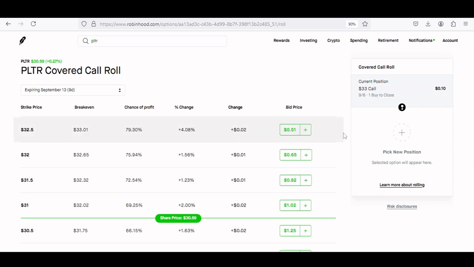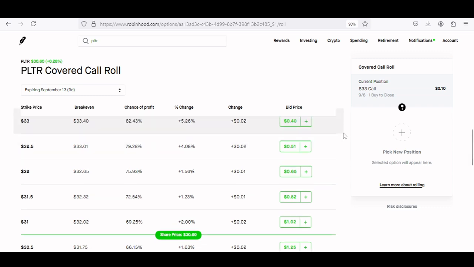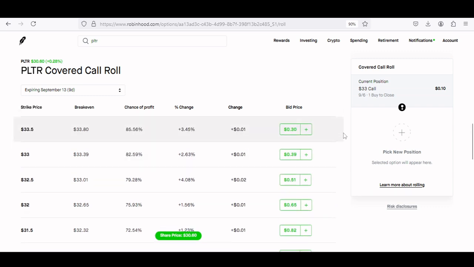For that, we have to select a different strike price. The strike price I'm going to go with is the $33.50 strike price. If I do choose this strike price right here, that's going to give me a high chance of profitability, in the 85th percentile.